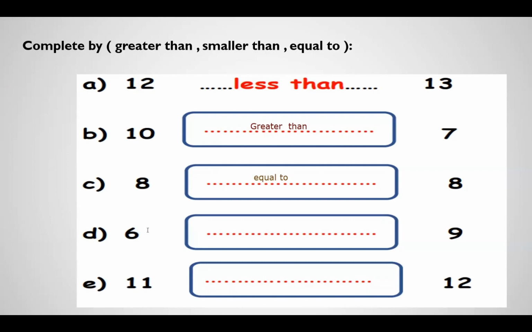D, we have here 6 and 9. What about this 6? 6 is what? Yes, it's smaller. So I can write smaller than, or smaller means less than. Don't forget. So small, it's less. So 6 is less than 9. Here 11 and here is 12. What about 11? Yes, 11 also is small. So we are going to say 11 is less than 12.